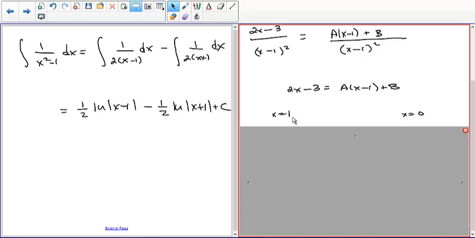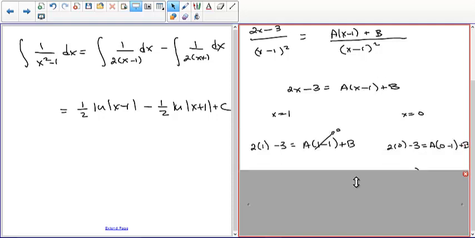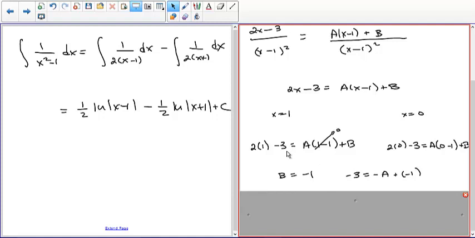So we're going to do this one first, just like we did before. If we let x equal 1, this term will go to 0, so a drops out, and we just solve for b directly. So put in x equals 1. 2 times 1 minus 3 is equal to a times 1 minus 1, which is 0, plus b. So that goes to 0. You get 2 minus 3 is negative 1. B equals negative 1. So that's the coefficient b.